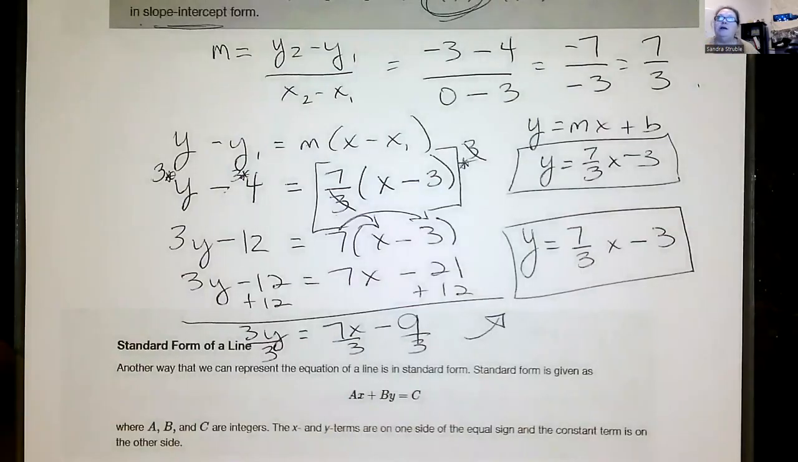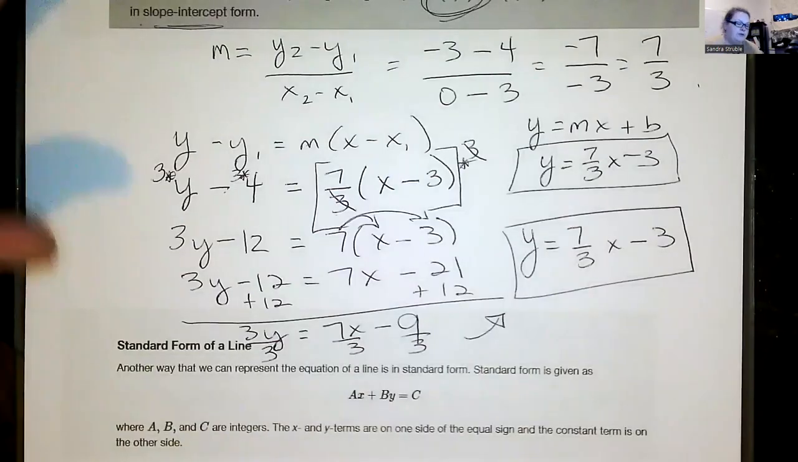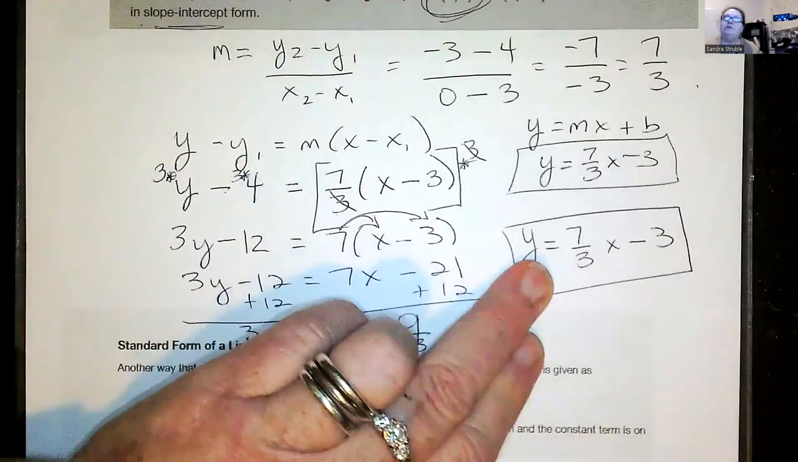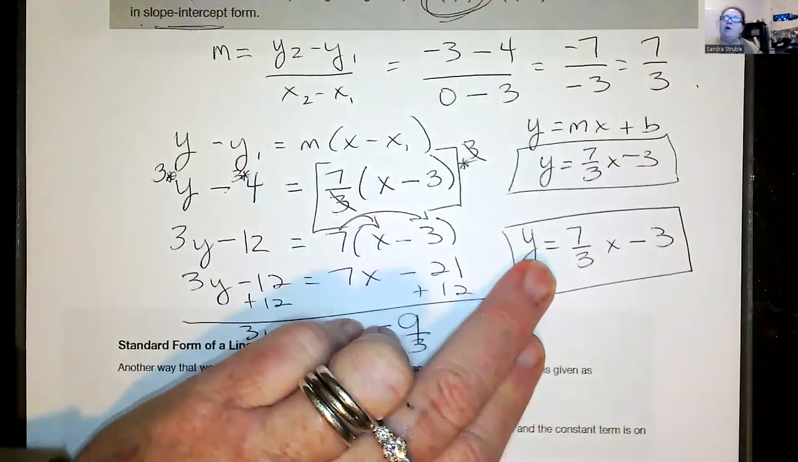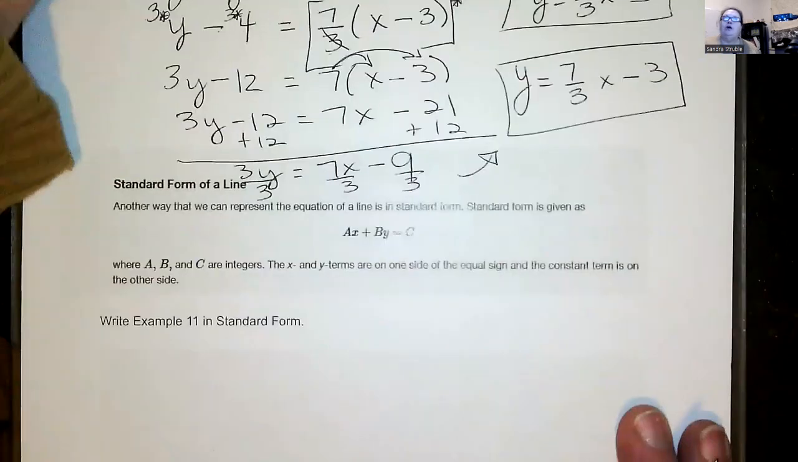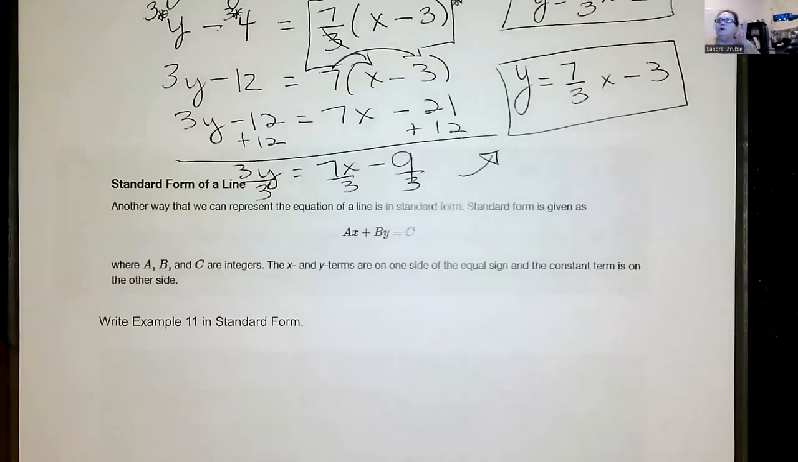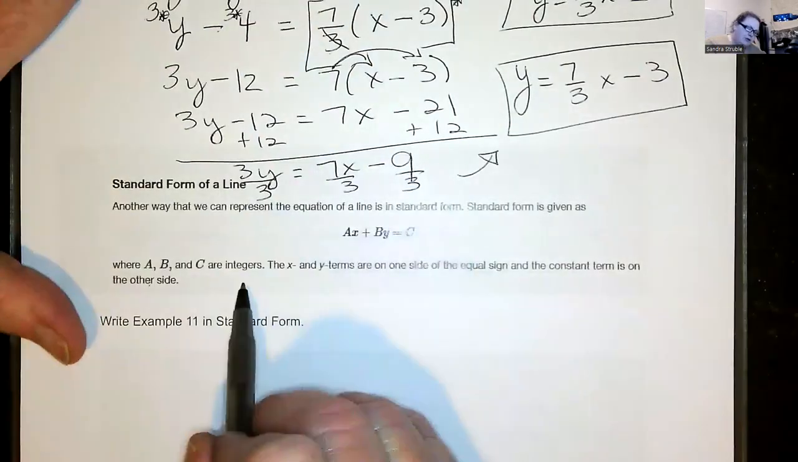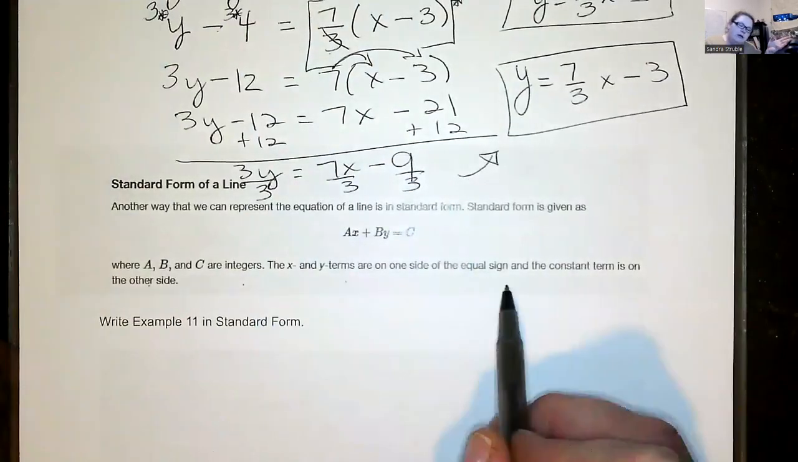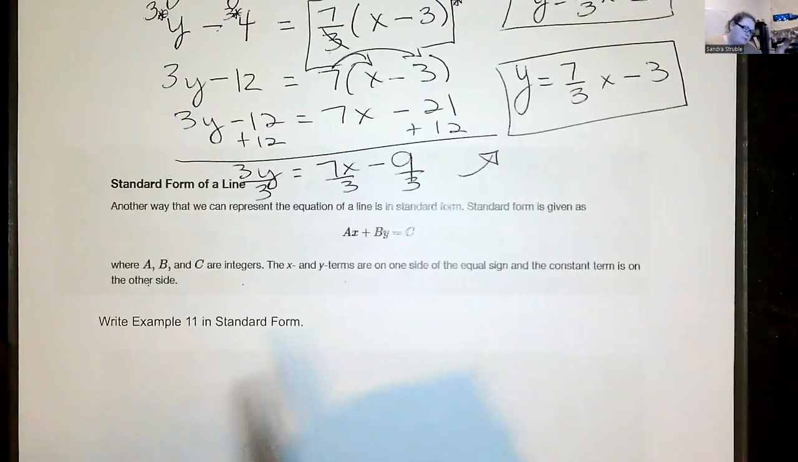Okay, if you have any questions on that, please ensure you're writing this stuff down so that we can go over it. Okay. So we've been working with the slope-intercept version of a line. Now we're going to talk about standard form of a line. All right. And this is where you have the coefficient of x with x and the coefficient of y with y. So ax plus by equals c. We want all of our variables on one side and our constant on the other. A, B, and C are integers. X and Y terms are on one side of the equal sign, and the constant term is on the other, which is what I just said.